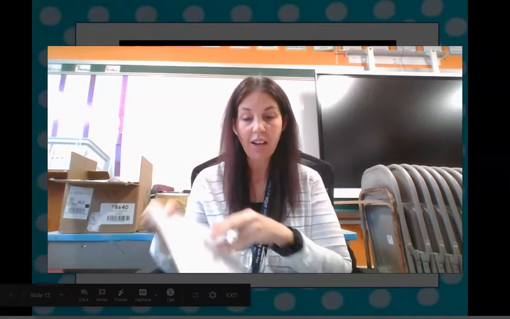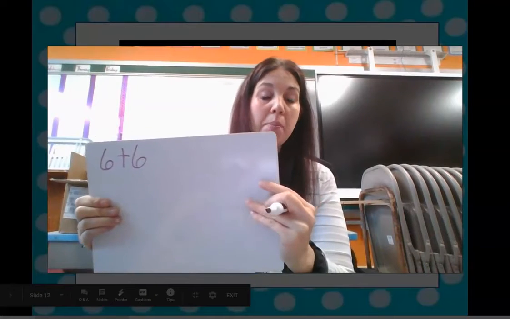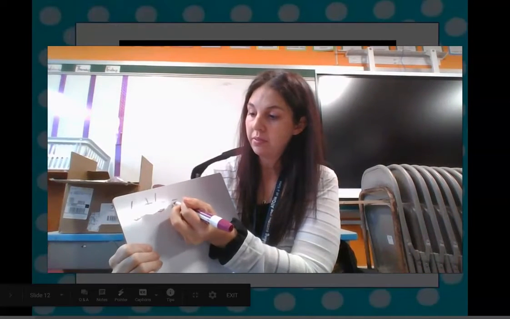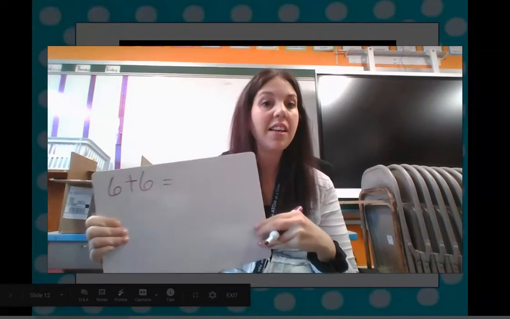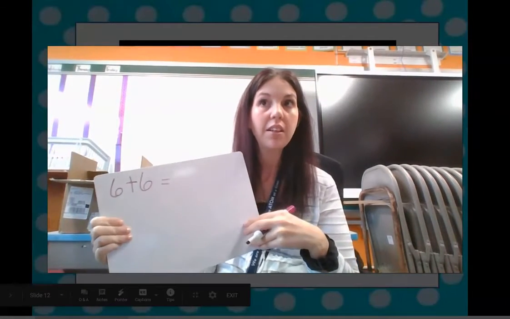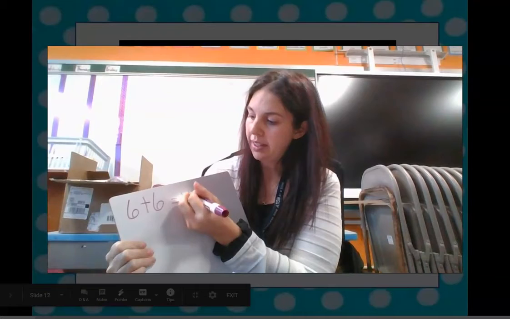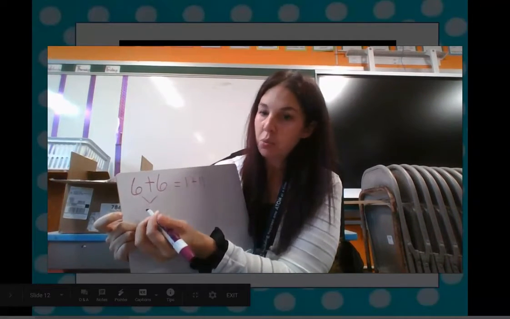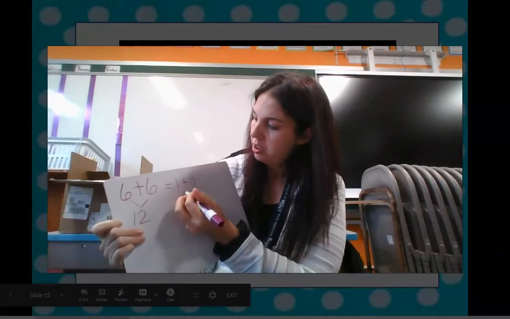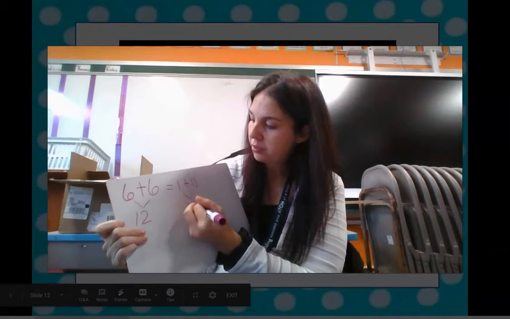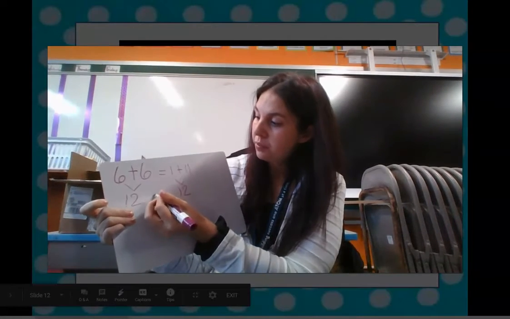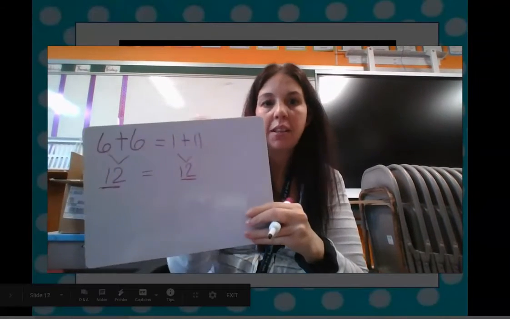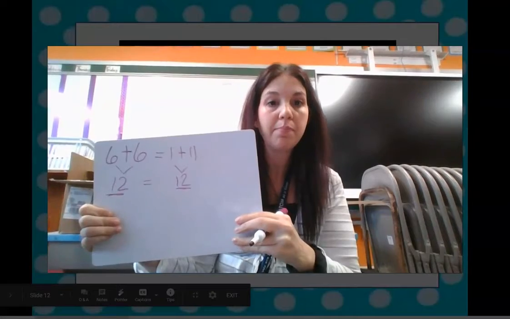I'll write it down. The first one is a doubles fact. 6 plus 6, I know that, equals 12. I'm going to think of another one that equals 12. Oh, I got it. 1 plus 11. 6 plus 6 equals 12. 1 plus 11 equals 12. 12 equals 12. They are the same. Their answer is the same.